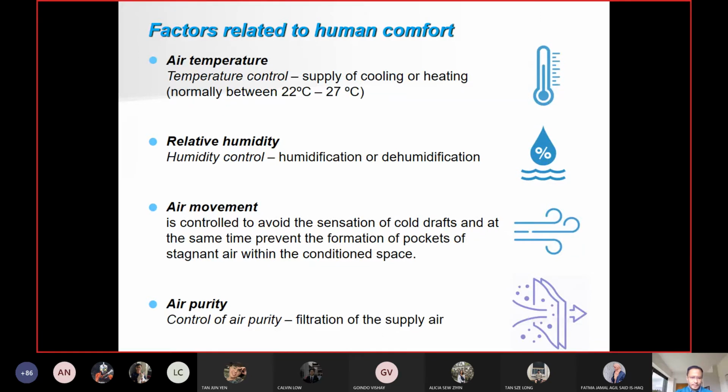And then air purity. Air purity is basically related to the filtration system, the filter. If you don't know, the aircon that you use in your house comes with a filter. So if at any time you don't feel cold anymore with the aircon at your house, maybe the first thing you should do is check the filter, and then you can clean the filter yourself.